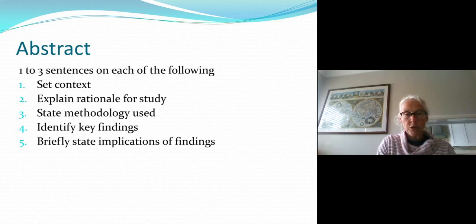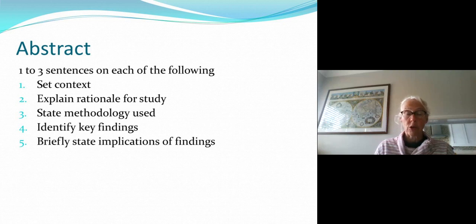So if we have a look at what you would put in an abstract: if you've been doing some research for your dissertation, you'll have been looking at journal articles, and they always have an abstract, which is typically anything from about 100 words up to about 300 words. That would be quite long for a journal article. You've got a little bit more scope in a dissertation to write them a little bit longer. And typically you want to write 1 to 3 sentences in each of the following.